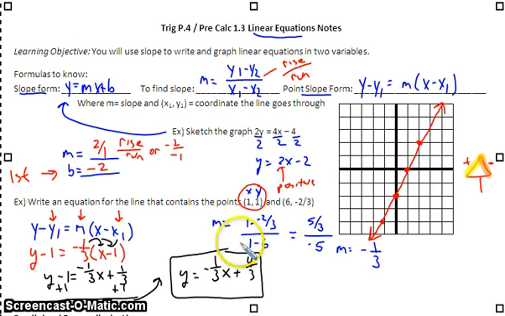So again, just to recap, when you use the formula here, the numbers that you're going to plug in are your x, y values, so the x sub 1 and the y sub 1, and you have to calculate the slope.